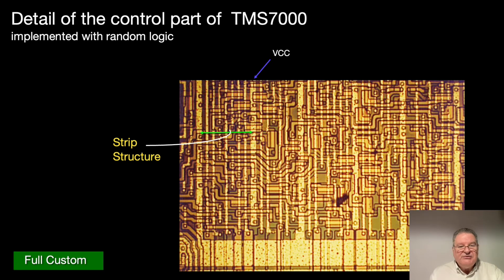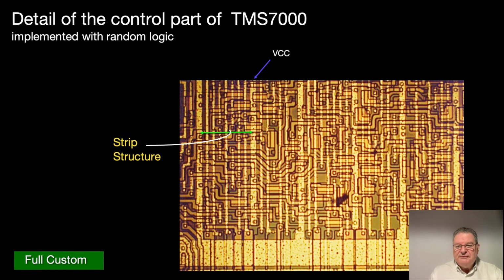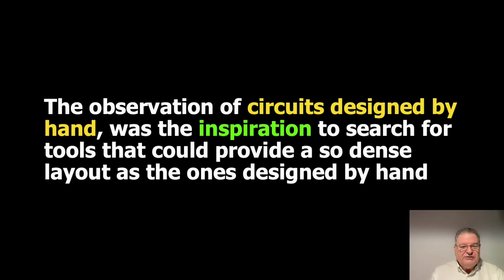For sure, nowadays we have a lot of restrictions in the design rules of modern technology. But on one hand, there are still things that we can do. And on the other, for the future, maybe we can have other technology that will also allow us to increase the compaction. The observation of all these circuits designed by hand was an inspiration to search for tools that could provide a layout as dense as the ones designed by hand.